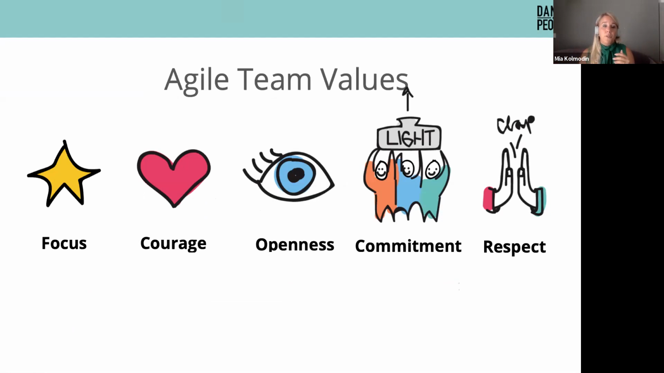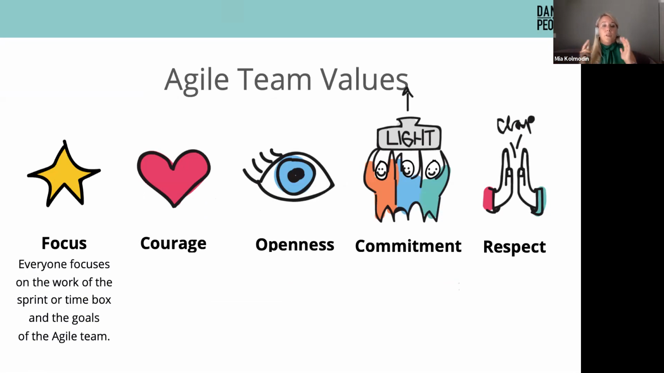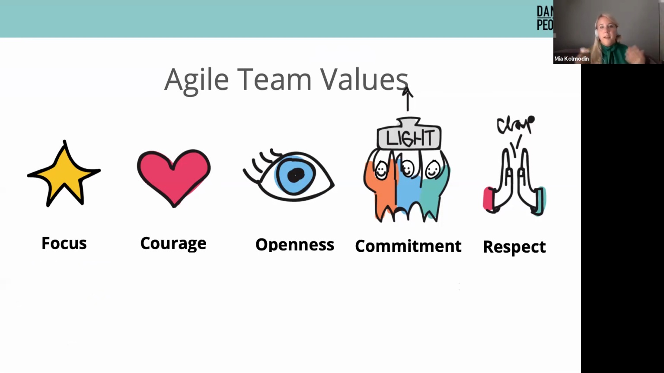So we have focus, where everyone focuses on the work of the sprint, which is a time box, and the goals of the agile team. So if we create a really good goal and we box it down to smaller time periods, we can focus on that, right? So we remove all the task switching.